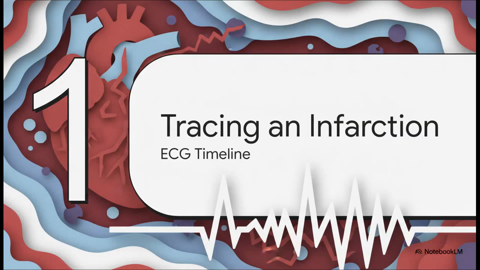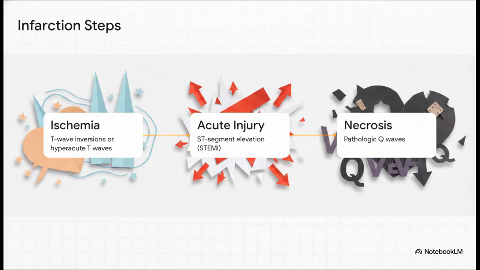Let's get right into Section 1, tracing and infarction, or the timeline of a heart attack. Look at how perfectly this tracks the actual timeline of a heart attack. It moves from early ischemia, which you'll see marked by T-wave inversions or those really tall hyperacute T-waves, right into acute transmural injury, where the ST segment physically elevates on the tracing. And finally, if it goes unchecked, it results in necrosis, leaving behind those deep pathologic Q waves.